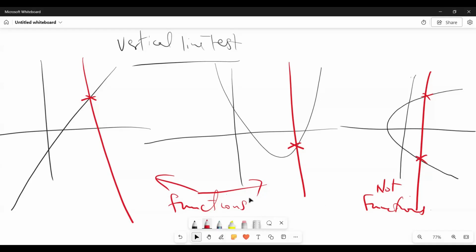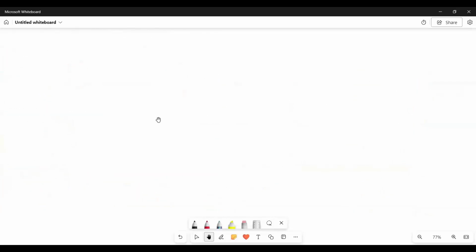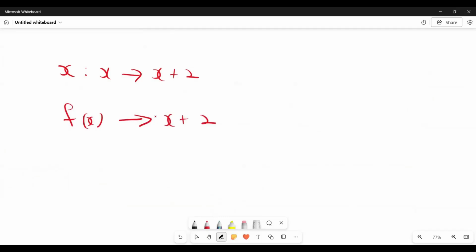And now, when we know that a relation is a function, we no longer write it like this: X is such that X maps onto X plus 2 and so on. We write f(x) maps onto x plus 2. And later on, we'll drop this arrow and say f(x) is equal to x plus 2. Right?